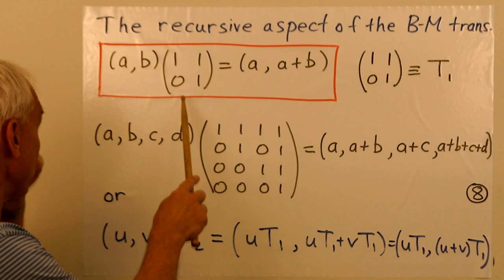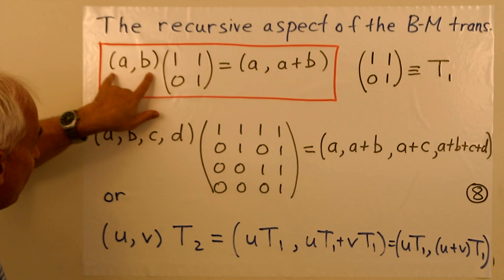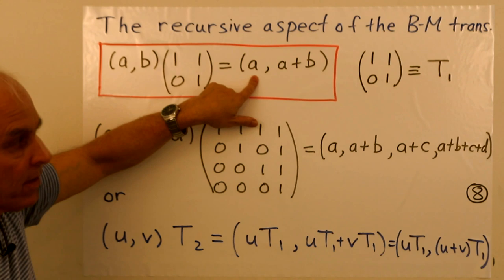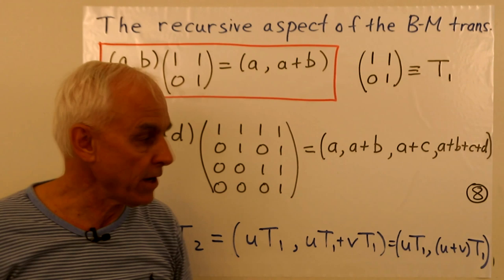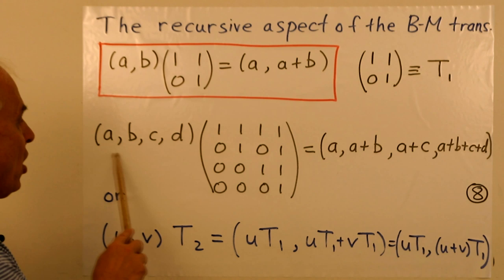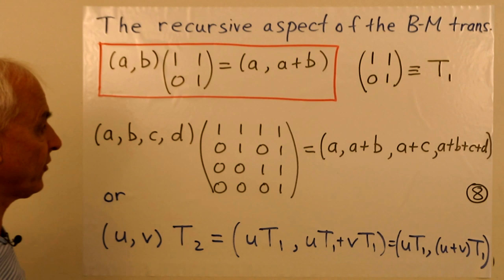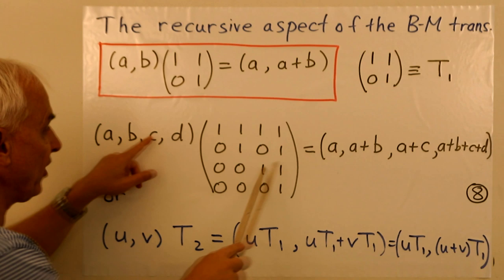So it's important to appreciate this, right? The effect of this is to, we're taking this vector here, we're copying the first entry, and the second entry is the sum of the two original entries. Okay, so now let's look at the next level where we have a T2 acting on a vector with four entries. A, B, C, D, acted on by this matrix. Well, so you do the multiplication, you get A, A plus B, A plus C, and A plus B plus C plus D. There it is there.